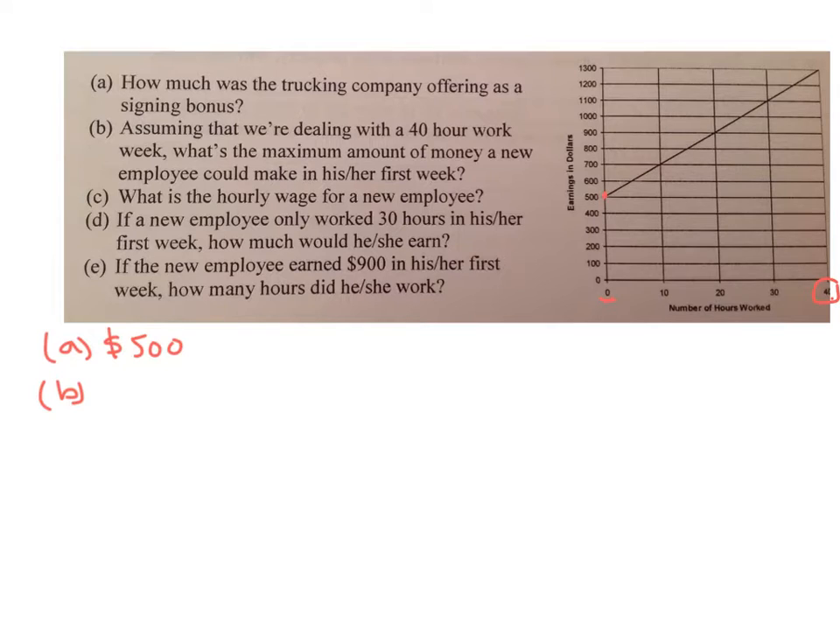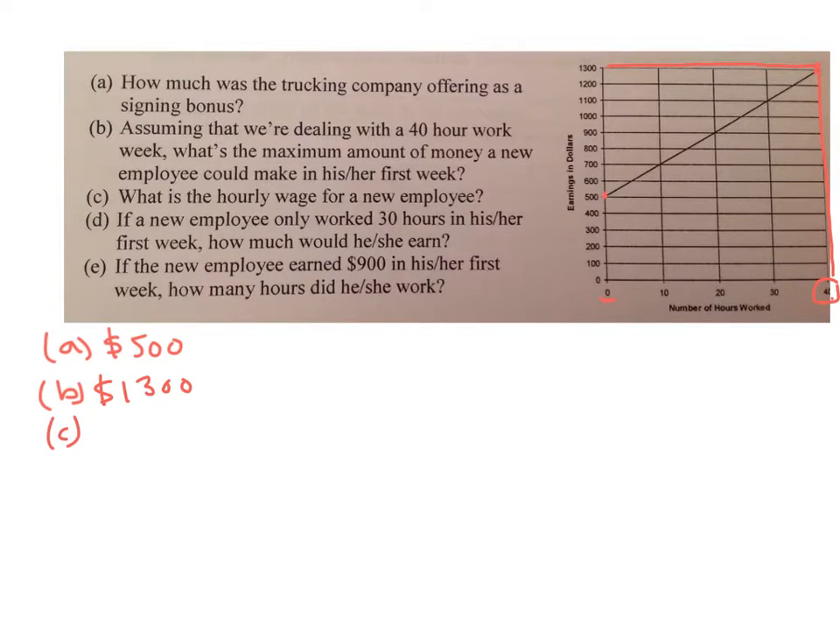So where is the graph at 40 hours? Here's the graph at 40 hours. At 40 hours, the employee will have made $1,300 at 40 hours worth of work. So the most amount of money that an employee can make in their first week is going to be $1,300.